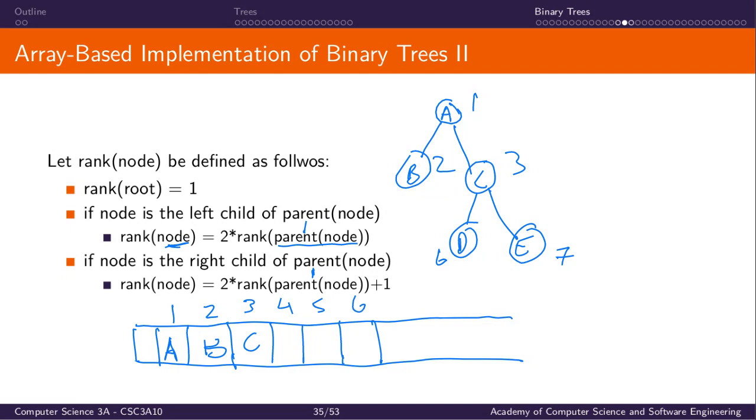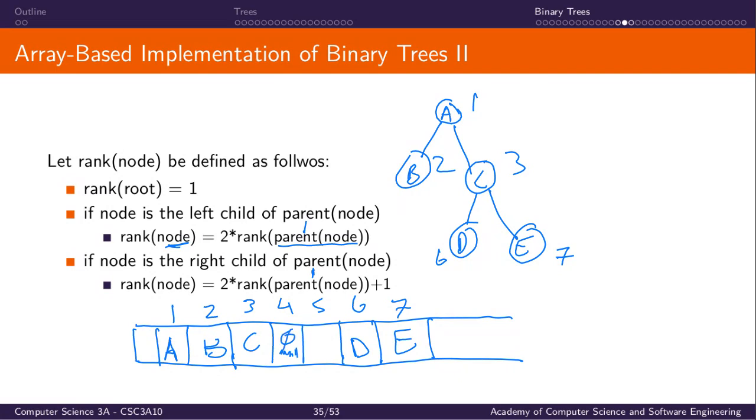At 6, I should actually store D there. At 7, I should then store E. So now if I call has left B, I'll look there at 4 because I simply take the rank of B multiplied by 2. I find that there's a null there, right? So let me just remember that.